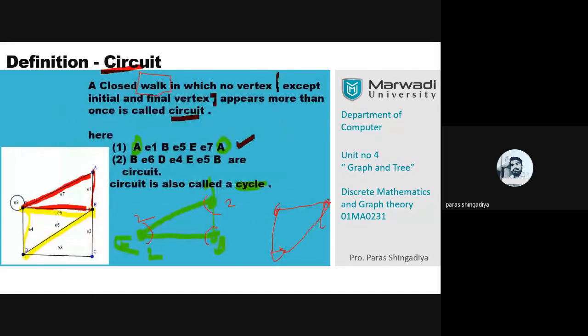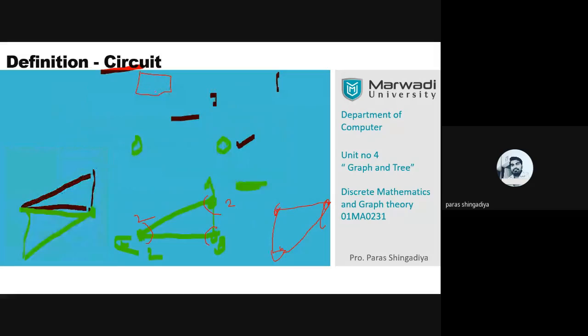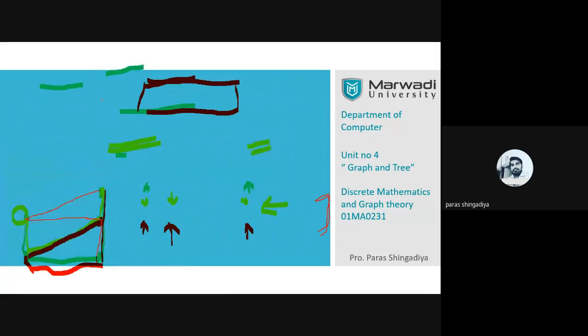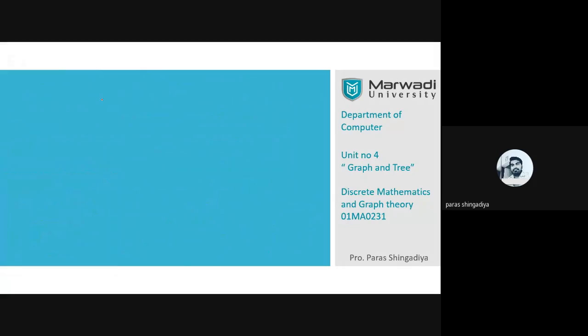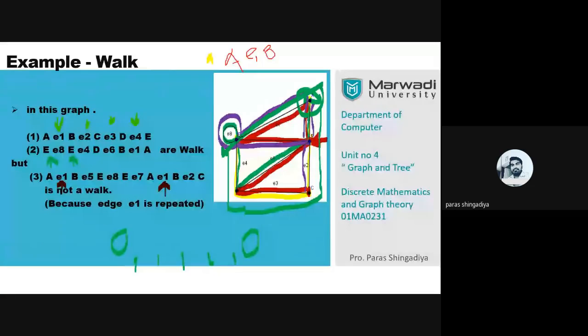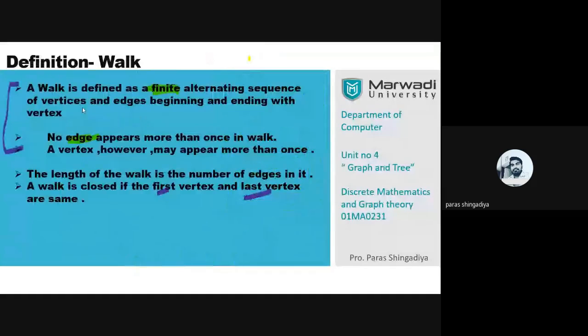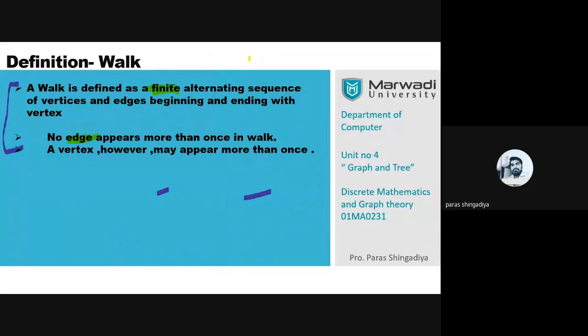Here there are open and closed walks, and for the definition of path we consider the open walk. So first you have to clear the concept of walk, and then you can think about the path and circuit. Clear? Walk is a finite alternating sequence of vertices and edges beginning and ending with a vertex, where an edge cannot appear more than once, but a vertex may appear more than once.